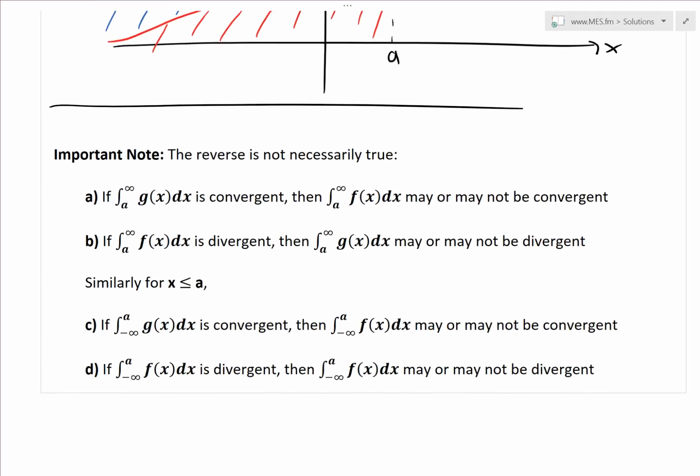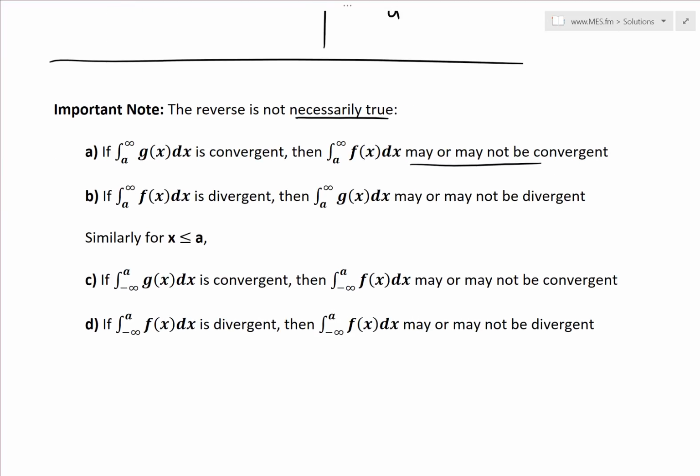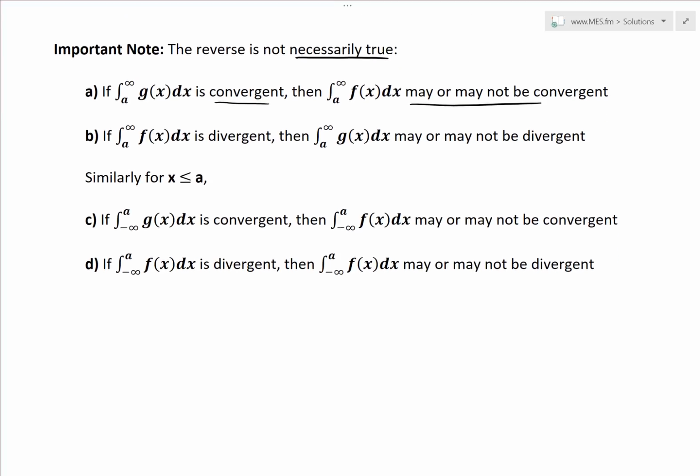The reverse of the theorem is not necessarily true. So basically, if we were to reverse it and instead said if the integral from a to infinity of g of x is convergent, then the integral from a to infinity of f of x may or may not be convergent. I'll illustrate this soon. Basically, if this is convergent, because f of x is always greater than it, f of x could diverge as well.